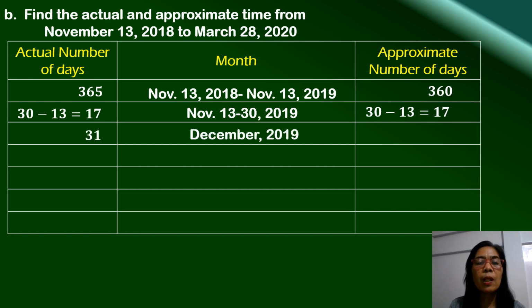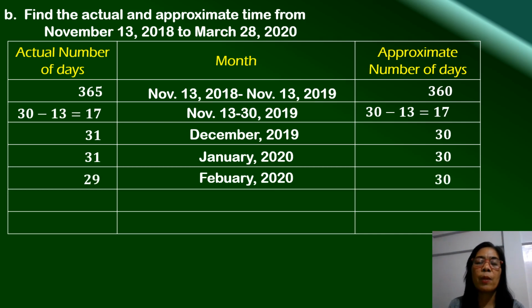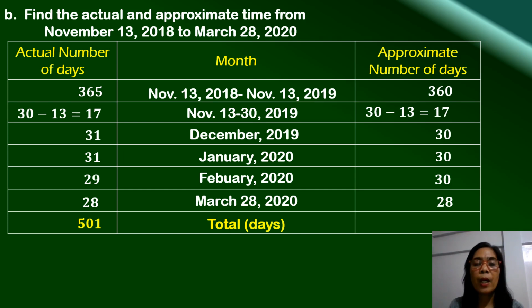For December 2019, it has 31 actual days and 30 approximate days. January 2020 has 31 days and 30 approximate days. February 2020 is a leap year, so there are 29 actual days and 30 approximate days. We end on March 28, 2020, so 28 days for the month of March, and here 28 days. So we get the total: 501 actual number of days and 495 approximate number of days.